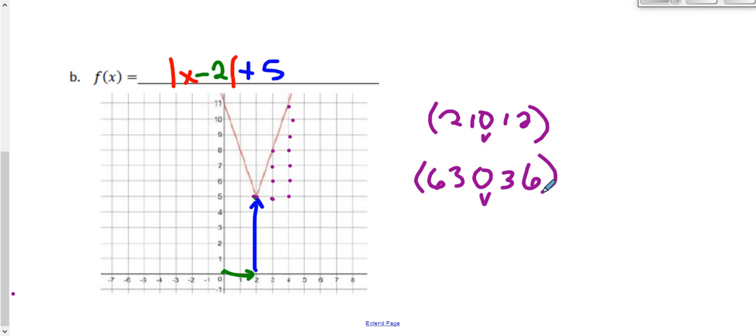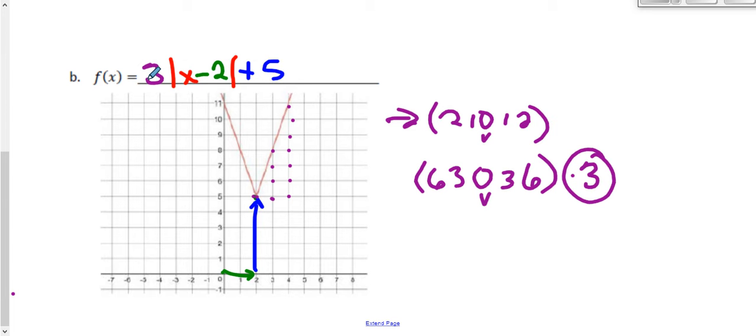So my job is to figure out how this original pattern was transformed into this new pattern. What I can notice is all of my output values have been multiplied by 3. All of them have been tripled, so that must mean my function was multiplied by 3. There's no negative because it wasn't flipped upside down, so that concludes all of these transformations.